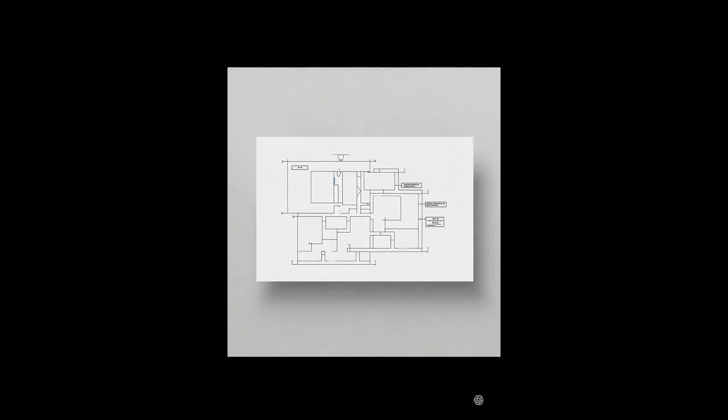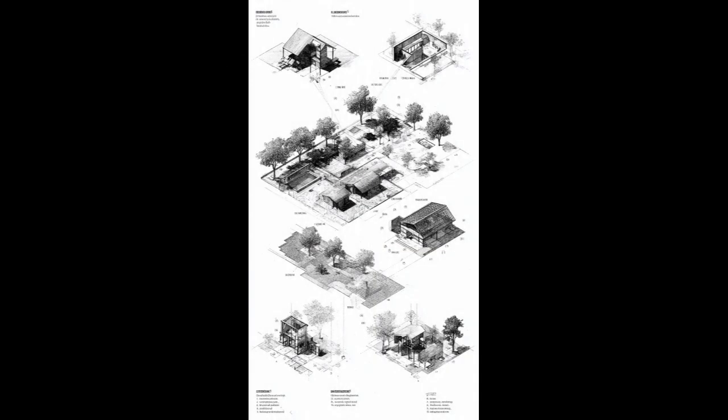Diagrams should remain abstract and analytical. Strong diagrams allow a viewer to understand the design logic without verbal explanation. When diagrams are clear, the architecture speaks for itself.